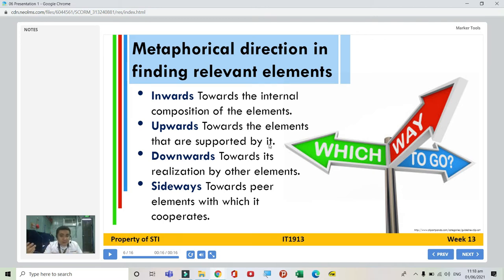Okay? Pag downwards naman, it means dalawa yung explanation pag downward, yung direction ng element. Pag downward daw, it could either be an output or a realization of other elements. Ibig sabihin, you have, kumbaga, kung si inwards is pa-receive siya, si downwards naman is pa-send, kumbaga. Okay? Pag sideways naman, this one towards peer elements with which it cooperates. So, usually sideways na direction is used whenever you do process. Okay? Like elements that pertain to process. Okay?